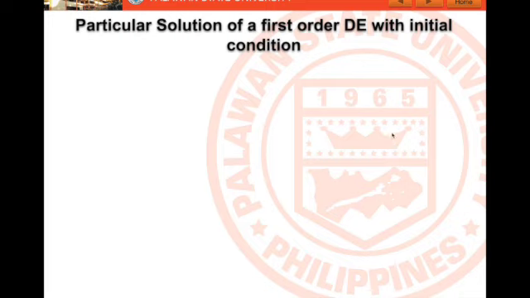So now we know how to find the complete solution. Now let's learn how to find the particular solution of a first order DE with given initial conditions. So we have the complete solution from, for example, 1, which is y is equal to x squared plus c. So this is our complete solution.